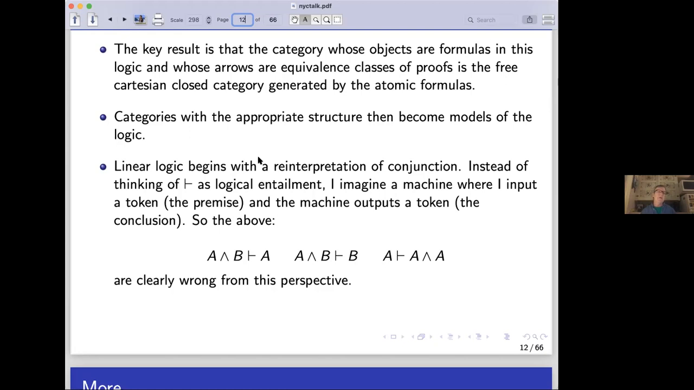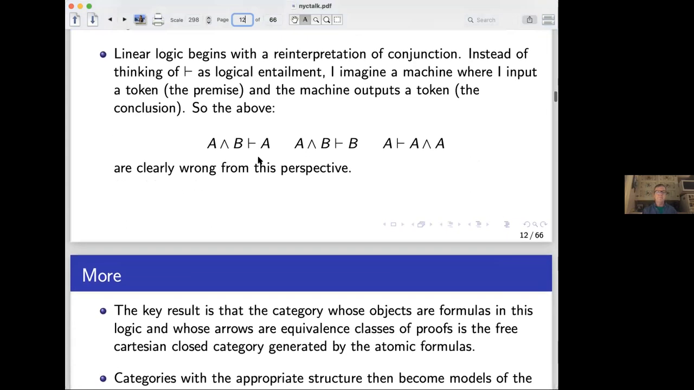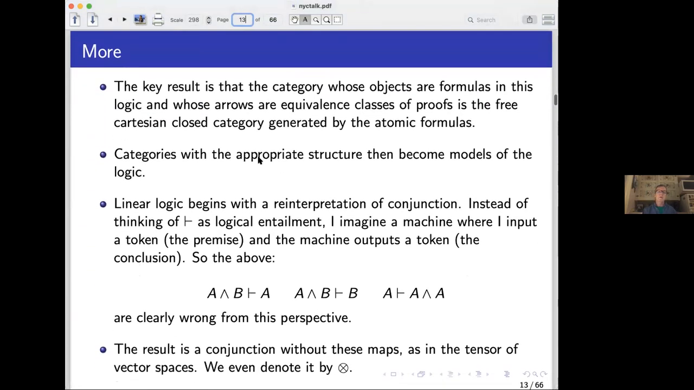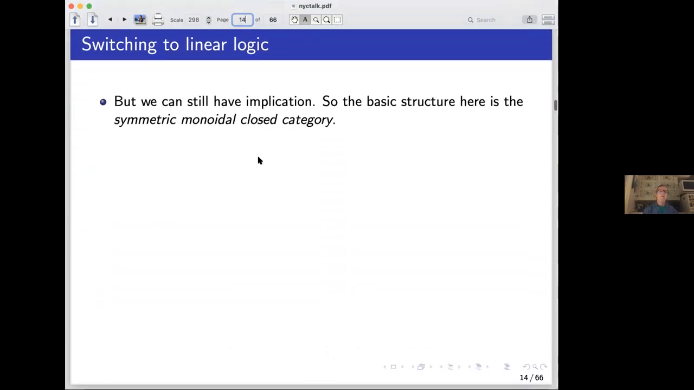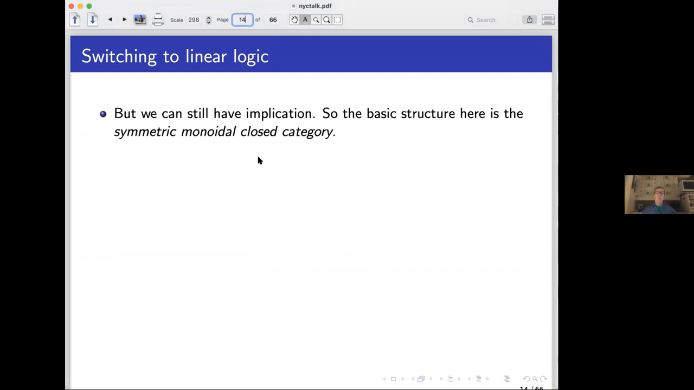And the result is, in the first place, there's a lot more to it than this, but in the first place, you wind up with a logic where the conjunction behaves much more like the tensor product of vector spaces as opposed to the Cartesian product of sets. And so you can still have implication. So the result is a symmetric monoidal closed category. And when you mod out by the appropriate equivalence relations, you in fact get the free symmetric monoidal closed category. So as I said, I think this is an excellent way of thinking about logic in free categories.